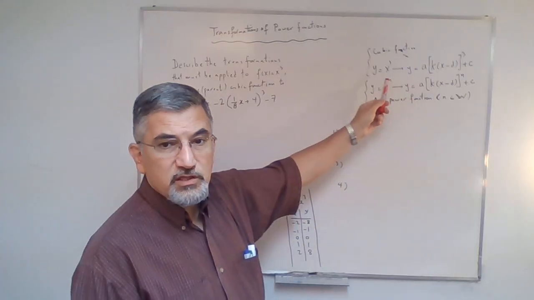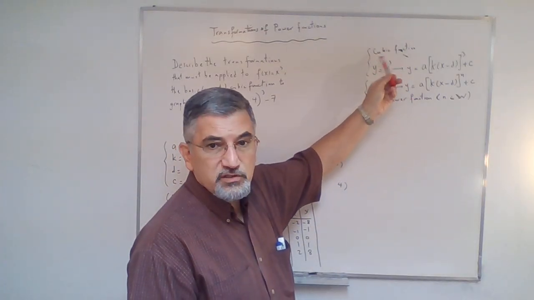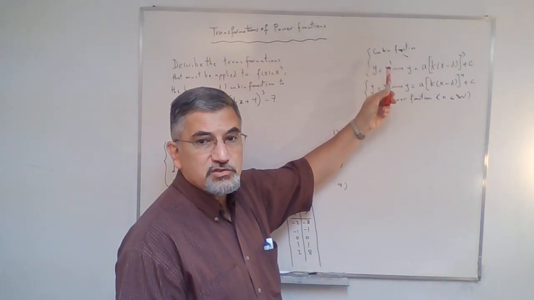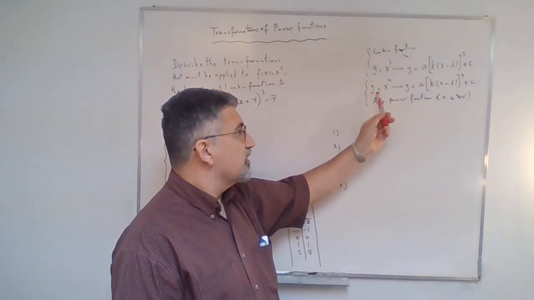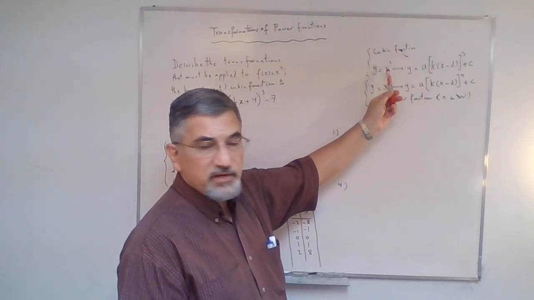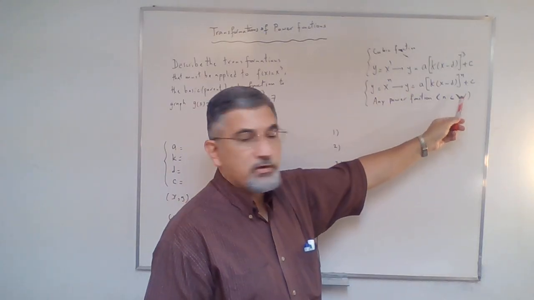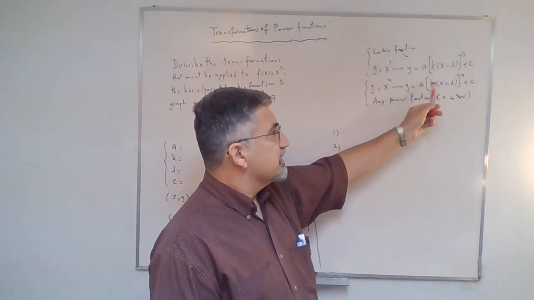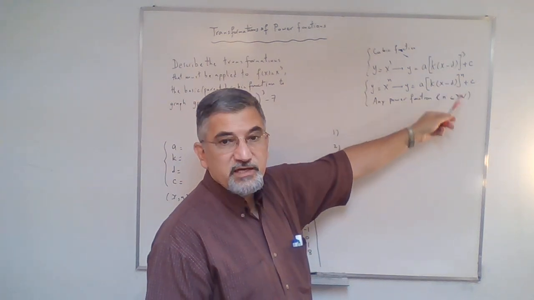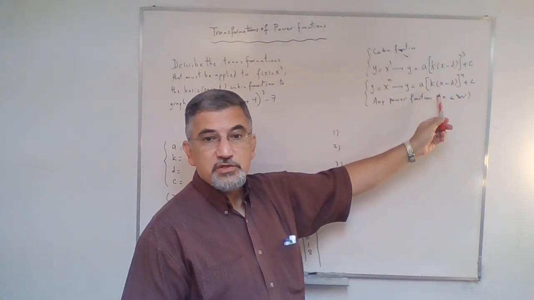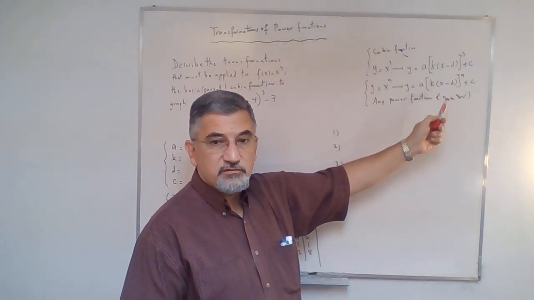Now, generally speaking, not always we have a cubic function. You may have a quartic function or quintic function. So for any power function of the form y equals x to the exponent of n, we have this equation y equals a times k times x minus d inside the brackets raised to the exponent of n plus c, which would be the equation of the transformed function.